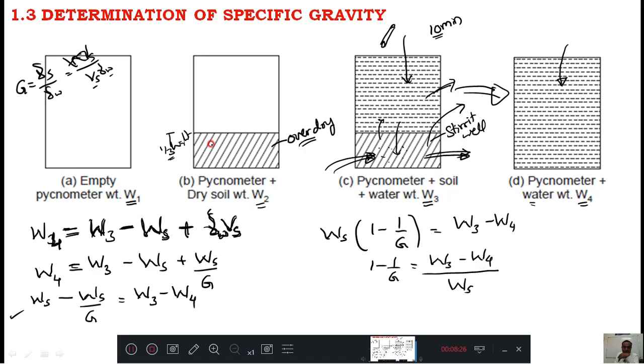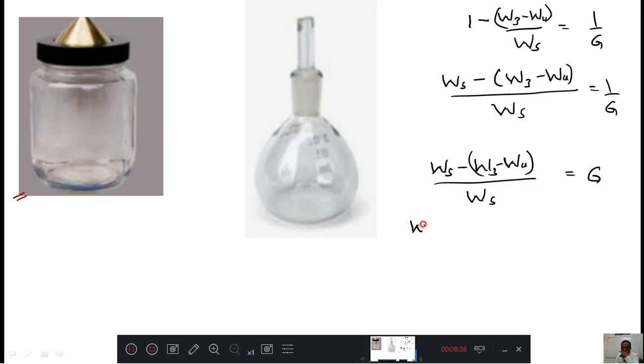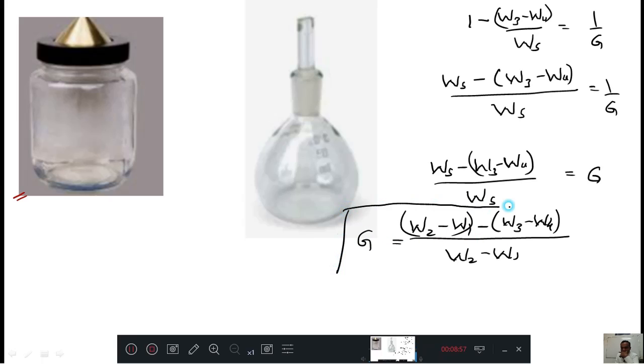What is WS? How can I get WS? WS can be obtained as W2 minus W1. This is W1. Therefore G equals (W2 minus W1) divided by ((W2 minus W1) minus (W3 minus W4)). That is your G, the specific gravity.